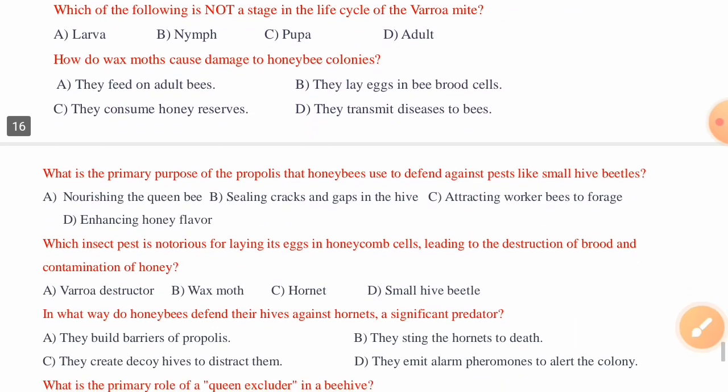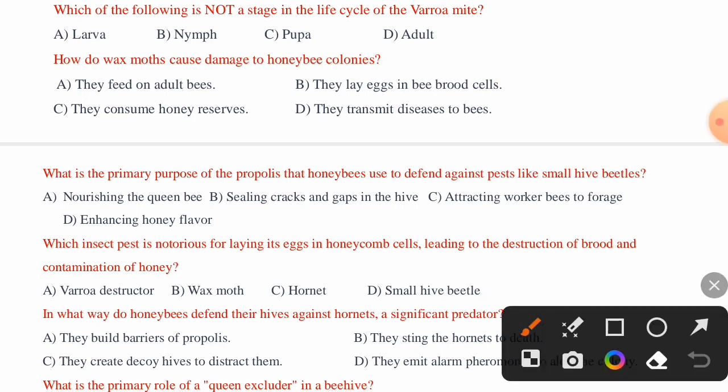How do wax moths cause damage to honeybee colonies? Options: they feed on adult bees, they lay eggs in the brood cells, they consume honey reserves, they transmit diseases to bees. So the answer is they consume the honey reserves.